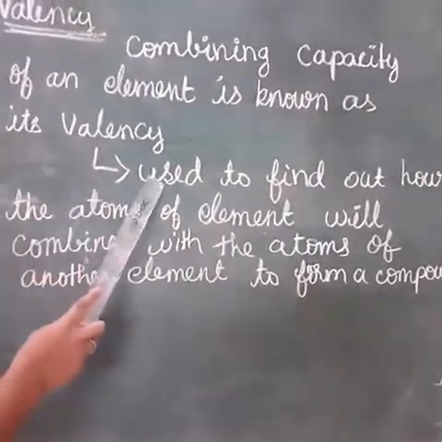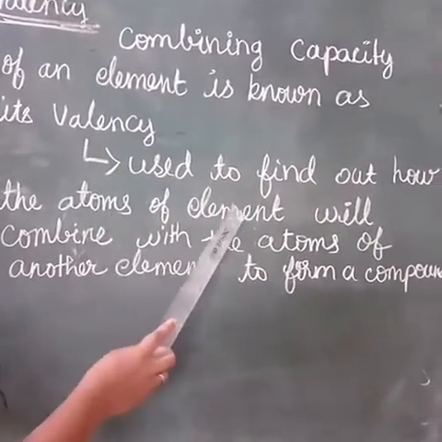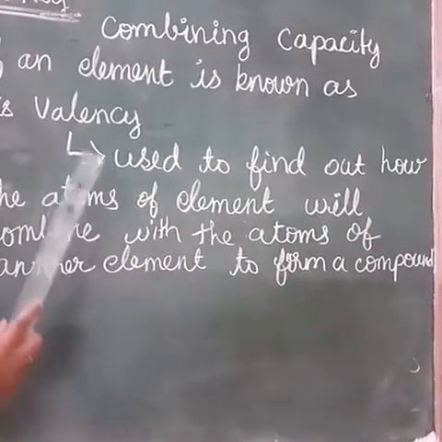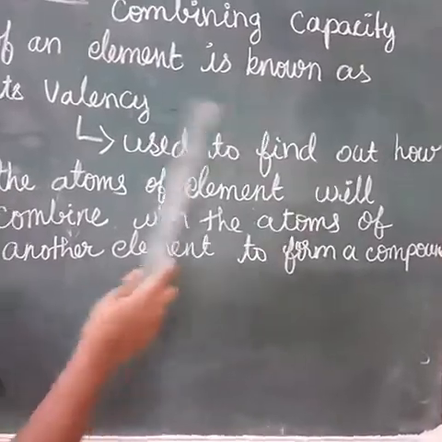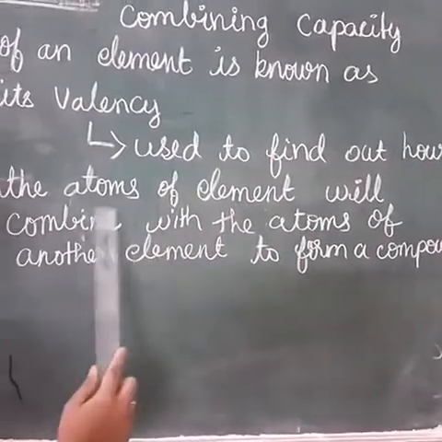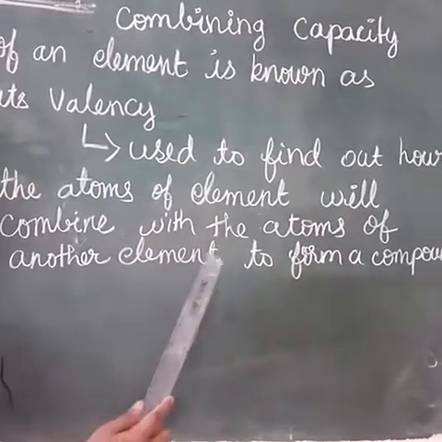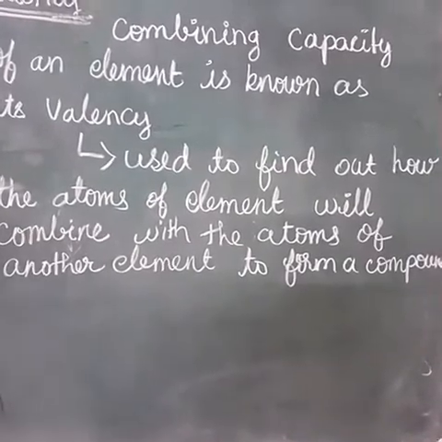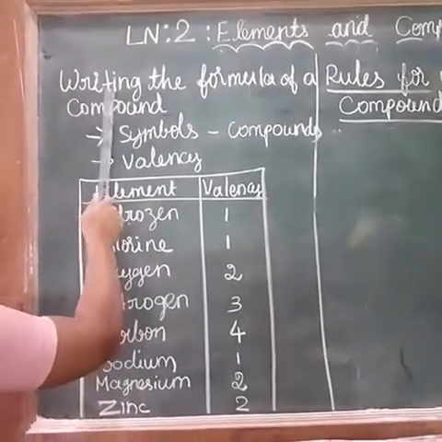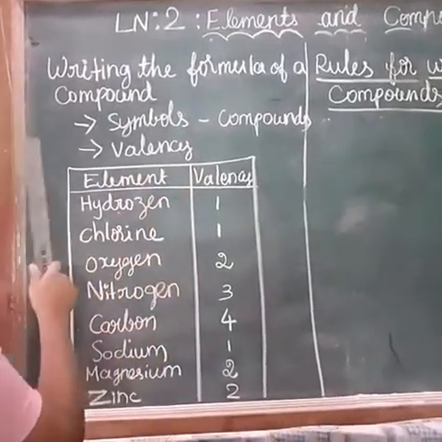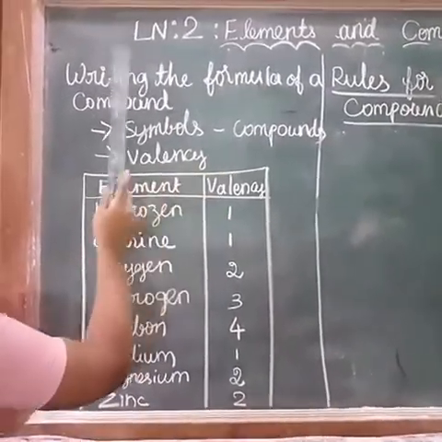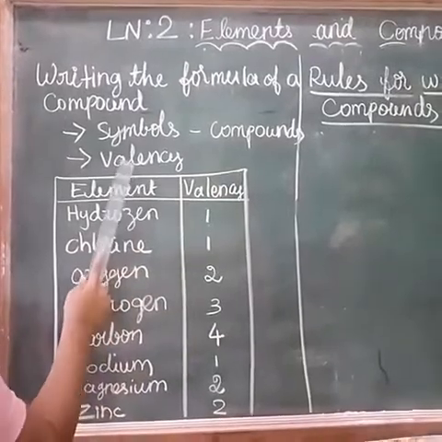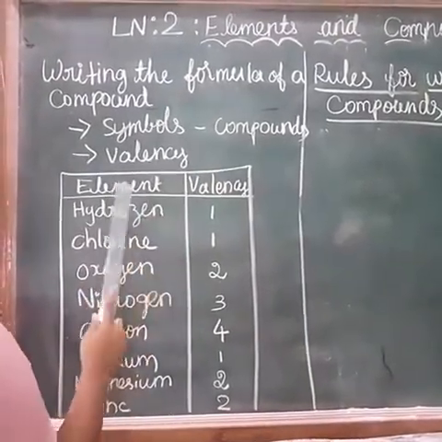This valency is used to find out how the atoms of an element will combine with the atoms of another element to form a compound. Let me explain this through examples. If you want to write the formula of a compound, one should know the symbols of the elements present in that compound and the valency of the elements.